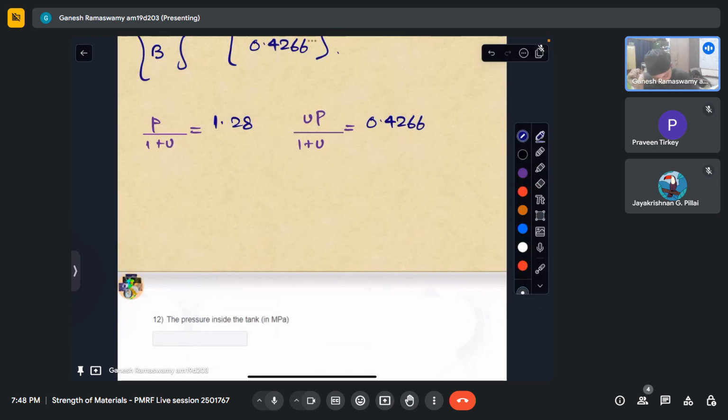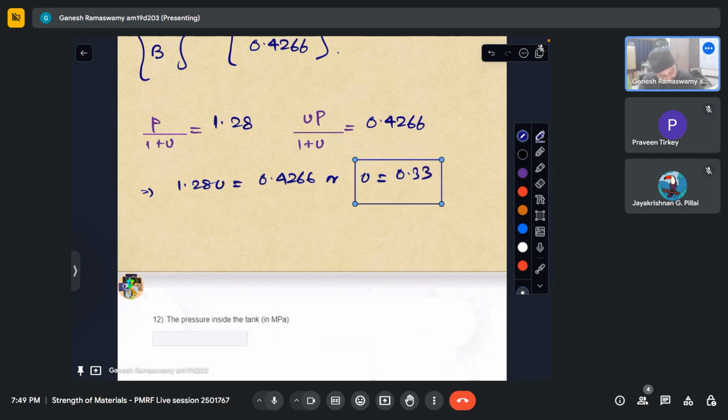So from here I can write P upon 1 plus mu is 1.28. So therefore, substituting these two, I'll get 1.28 mu is equal to 0.4266, or mu comes out to be 0.4266 by 1.28. So this comes to 0.33. So this is our Poisson's ratio.